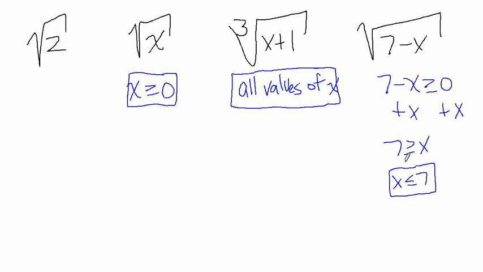You can try plugging in a value. For example, what is a number less than or equal to 7? How about 0? So the original radical expression reduces to the square root of 7 minus 0, which is acceptable.